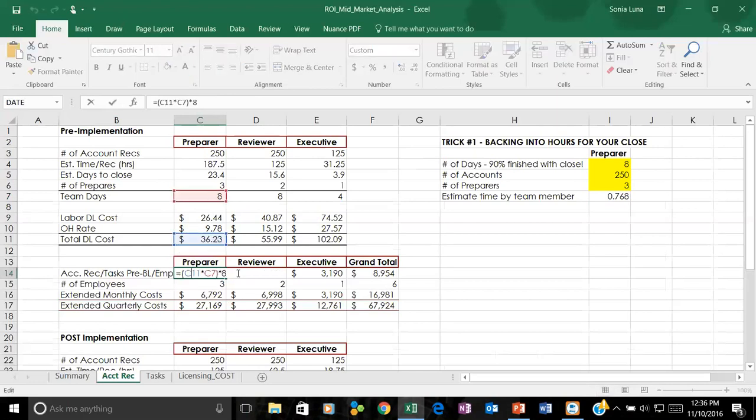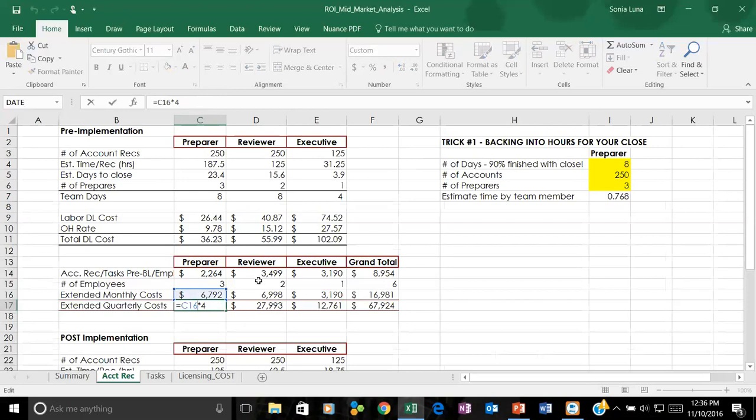Take the number of team days and multiply that out by the direct labor cost. Then you're looking at how many hours in a day, so you know it's 8 hours per day that they're working on average. If you think that overtime is included, you can put 10 hours here instead of 8. The number of employees, and then you're looking at the extended monthly cost. The quarterly cost is just a function of taking that month and multiplying it by 4.